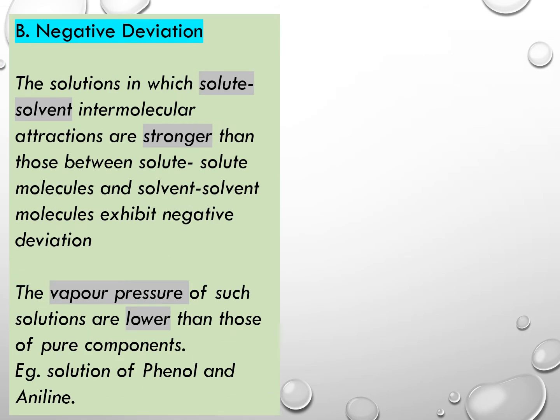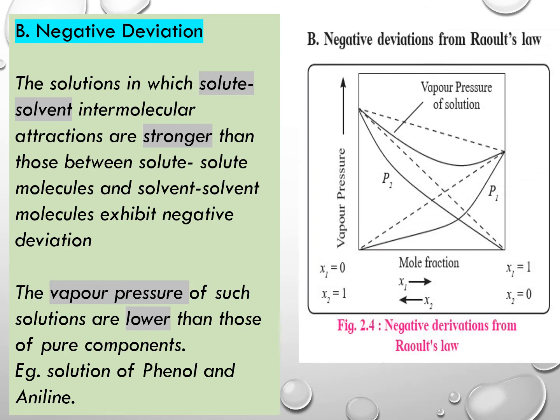Similarly, when we talk of negative deviation, the solutions in which the solute-solvent intermolecular attractions are stronger, okay, so means here the solute and the solvent actually try to remain in the solution only, they don't leave the solution, so the amount of vapor that will be formed will be much lower over here. So the vapor pressure of such solutions is lower than those of their pure components. Thus you can see that the graph is showing a downward curve as compared to the ideal solution. So here it is showing a negative deviation from Raoult's law. For example, phenol and aniline.